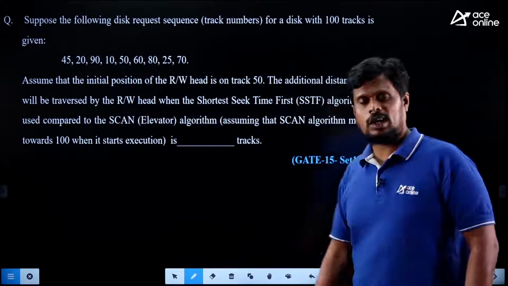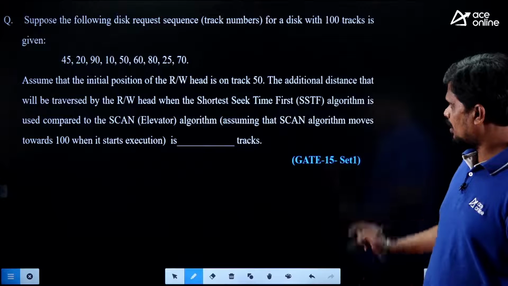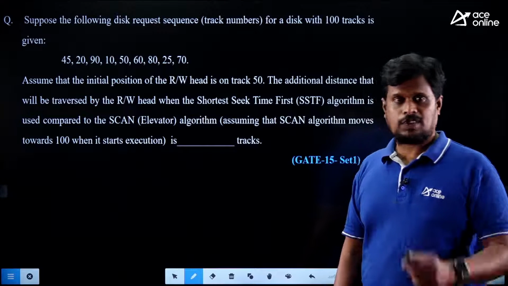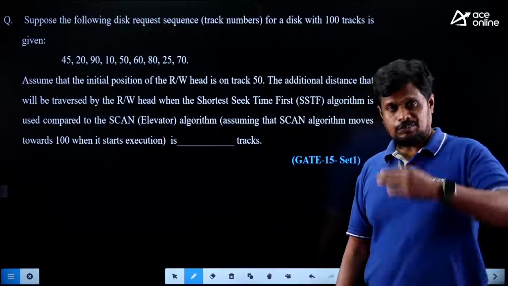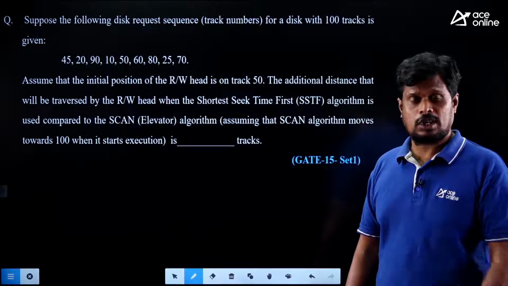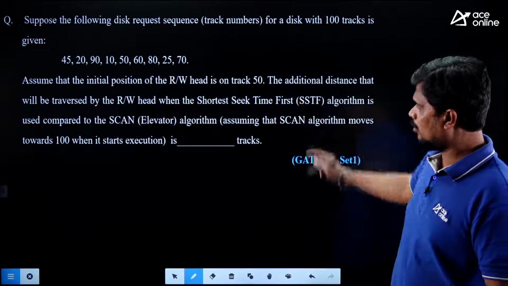Right. So this is the question we have from file systems. If you verify in our yesterday's class, in our previous session, every year you have one question from disk scheduling algorithms. So let's see one question now.